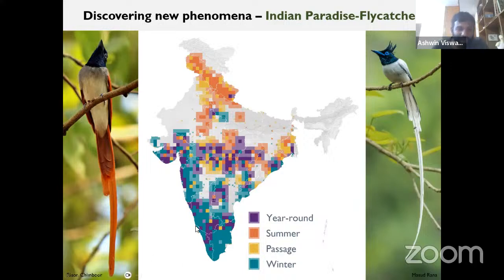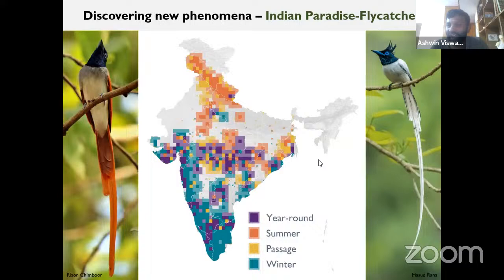So you see one belt in South India. There are some areas where it's there year-round, but in most of the South, it's actually a winter visitor. So what this means is that there are some resident birds in the South, but also all these northern birds that are breeding in the Himalayas, breeding in these areas are also coming down. Is that clear to everybody? So there is a resident population. There is also a wintering population. Now, is there a difference between these two populations? That is the question.